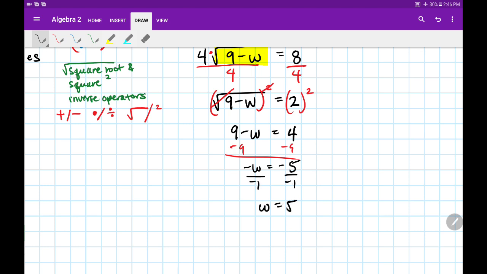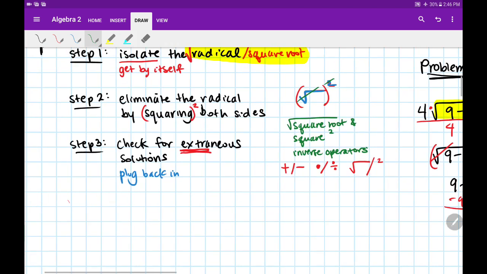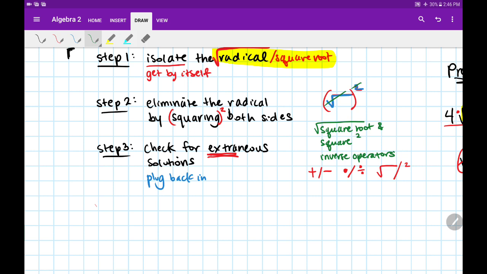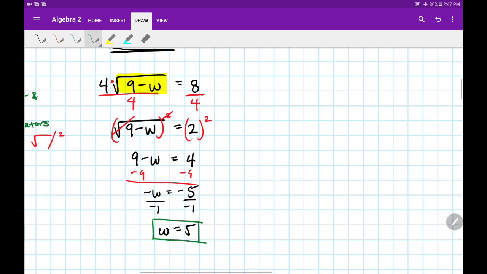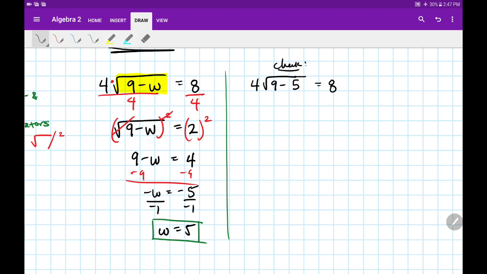So w equals 5. Now you may be tempted to box your answer right away. But that would be a mistake, because step 3 says we need to check for extraneous solutions. So we actually need to show the work that we're plugging it back into the original equation. So instead of 4 root 9 minus w, I'm writing 4 root 9 minus 5 equals 8. And so I'm just checking right now to see if this is really a valid answer.